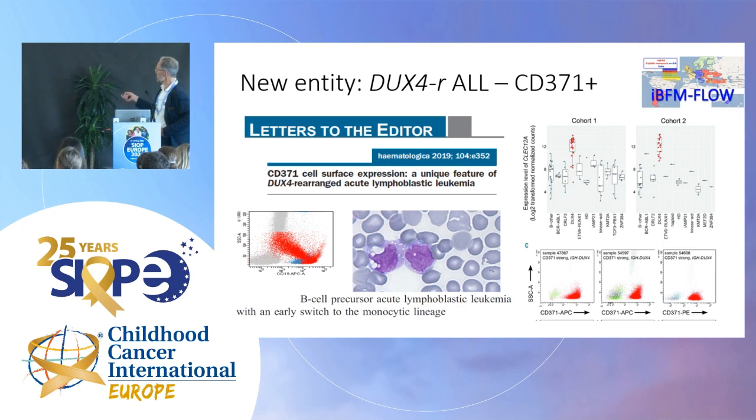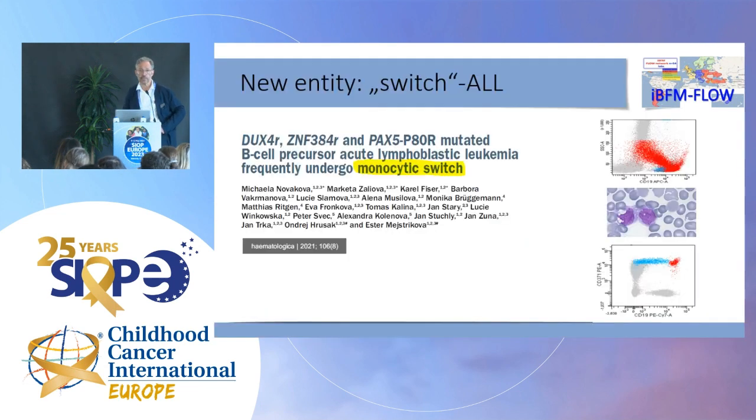And as also by RNA-seq, you can find, okay, this is the subgroup. But RNA-seq, it takes some while until you have it. Flow cytometry, CD371, one marker. If it's strongly expressed, you know it is there. This is a very interesting subtype. It goes along with something which is also called monocytic switch. And it's not the only subtype.